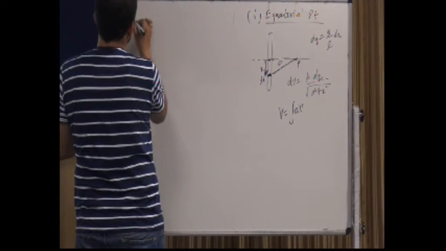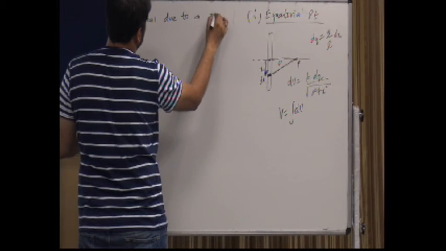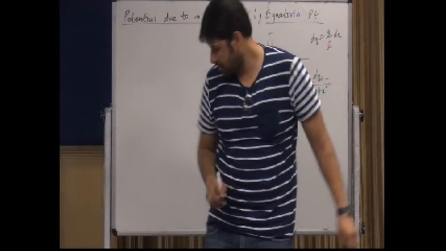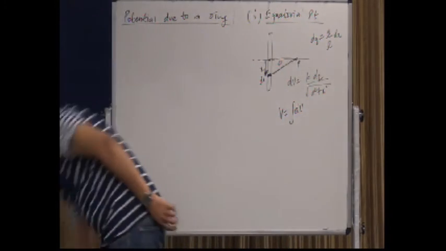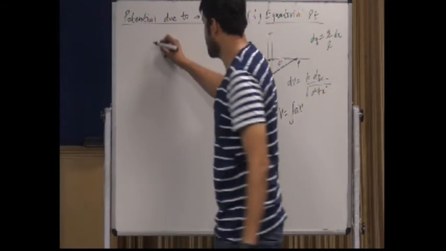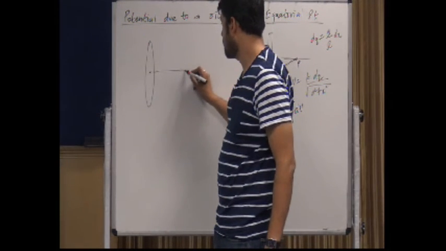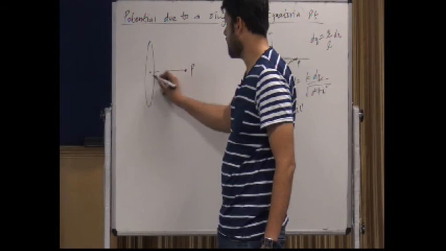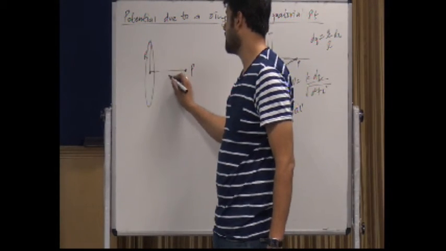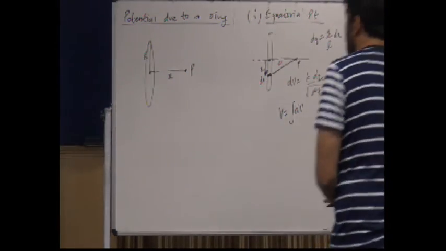So the potential due to a ring. Okay, potential due to a ring. Now this is a ring. The point P is here. This is center. The radius is r. The point P is at a distance x. Is it okay? The point P is at a distance x.